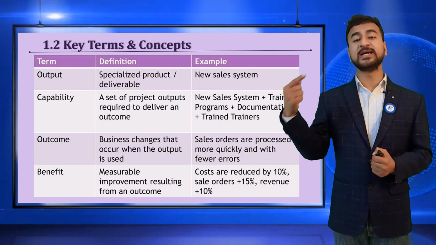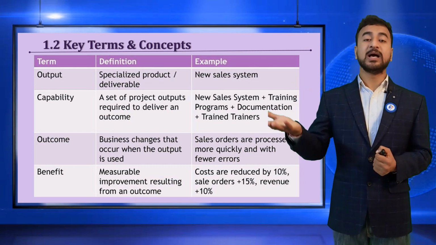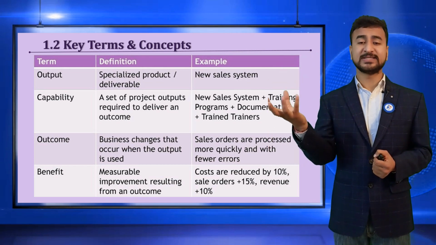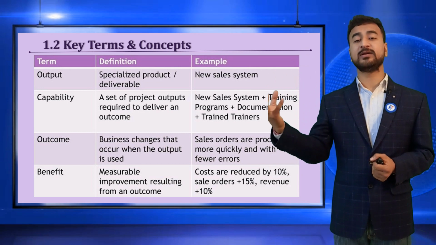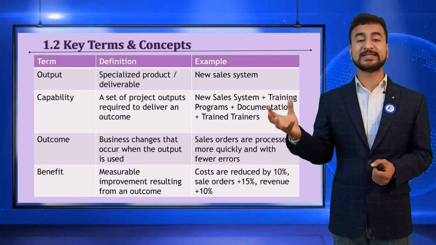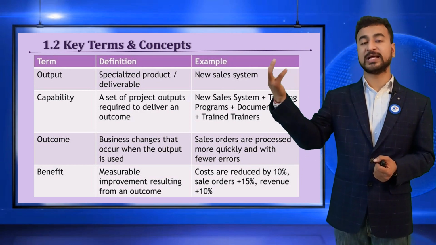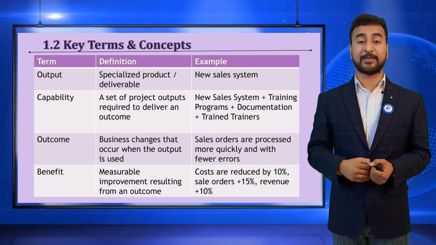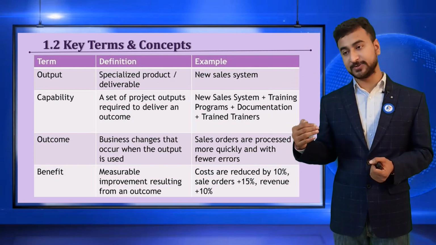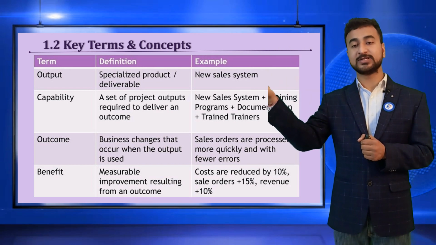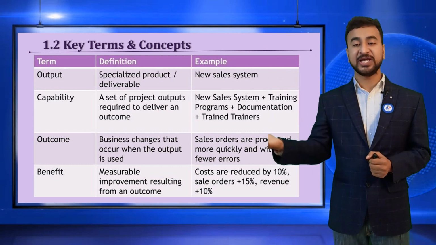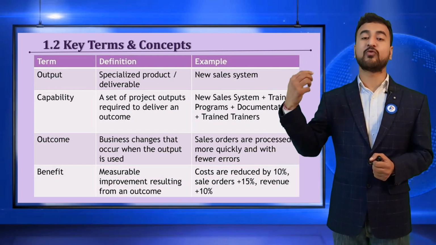So capability, you have to build the capability around the output, that is, a set of project outputs required to deliver an outcome. The new sales system is your output; you train the manpower, you provide documentation and training, and then they are able to utilize it. That is the capability built to utilize those outputs. And the outcome is a business change that occurs when the output is used. So the new sales system and the capability you created both worked, and then you get a change in the ecosystem. What kind of change?